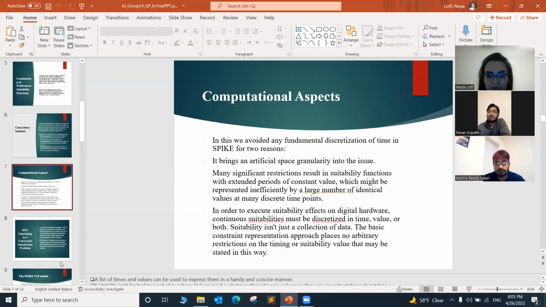In order to execute the suitability functions on digital hardware, we must discretize the time value or both. Suitability is not just a collection of data. The basic constraint representation approach places restrictions on the timing or suitability values that may be stated.